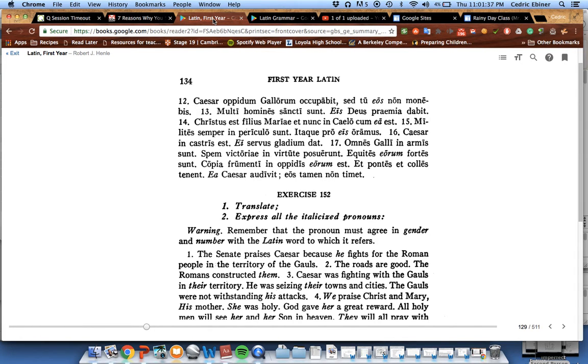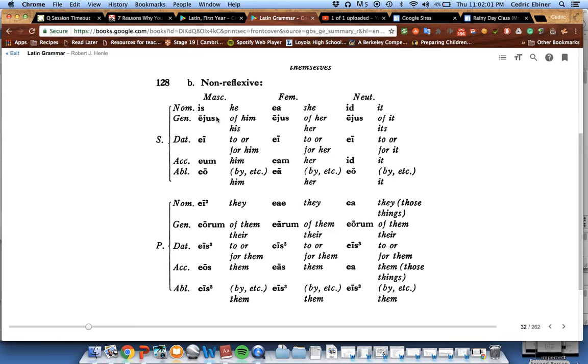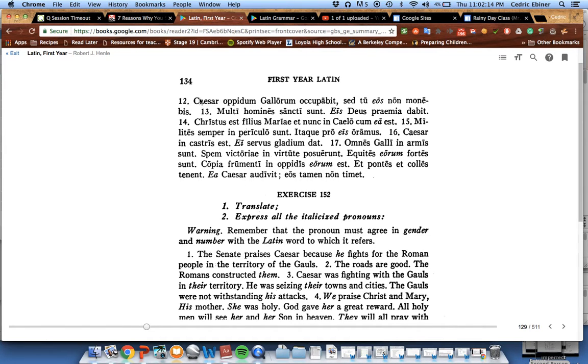Looking at exercises, if you look at exercise 151 on page 134, let's look at some of these examples right here. Number 12. Caesar oppidum Gallorum occupabit, sed tu eos non monebis. Okay, so here eos is part of the personal pronouns. So once you have memorized this chart, you will say, hey, eos, I know what this is. Eos is the accusative masculine plural of my pronoun right here. So it means something like them. Let's see how that fits in this sentence.